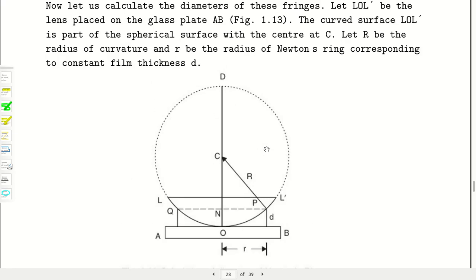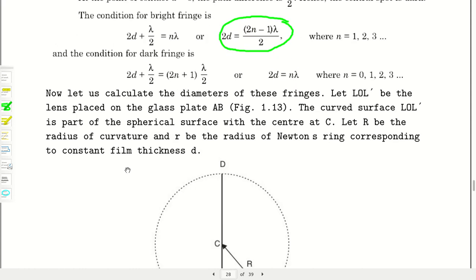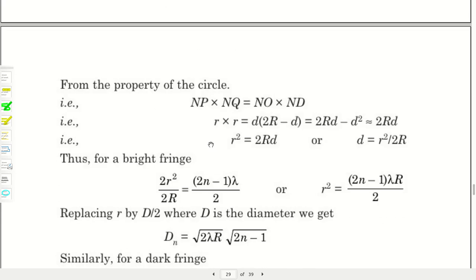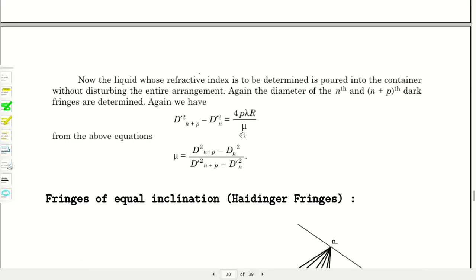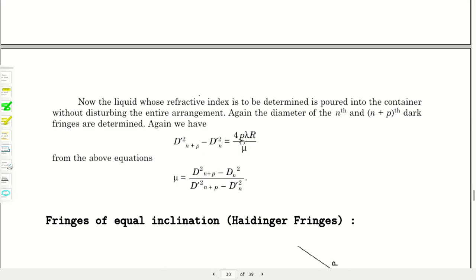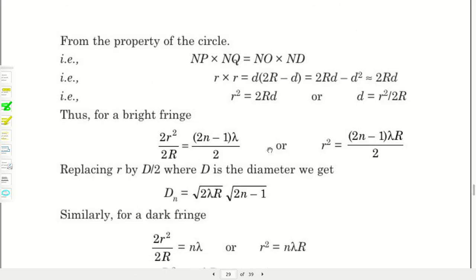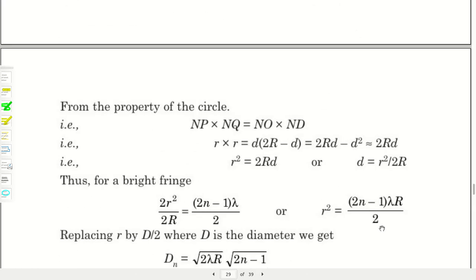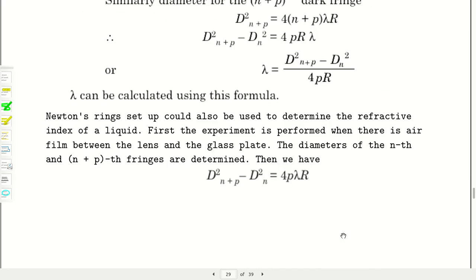So mu will be there. In our first case 2d is written over here, but now 2 mu d should be written. So mu will be multiplied with d. So d is accompanied by mu, and the diameter will be accompanied by 1 by mu, because proceeding in the same way, you can calculate that mu will appear in the denominator of this formula, for r square as well as d square.